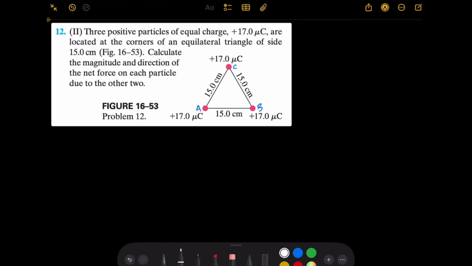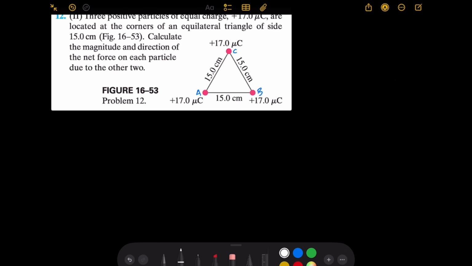So let's start by analyzing particle C right over here. Particle C is going to feel particle A pushing it away, same as particle B, since they have the same magnitude and they're all positive, meaning they will repel each other. So this is going to be the net force, and this is also the net force.